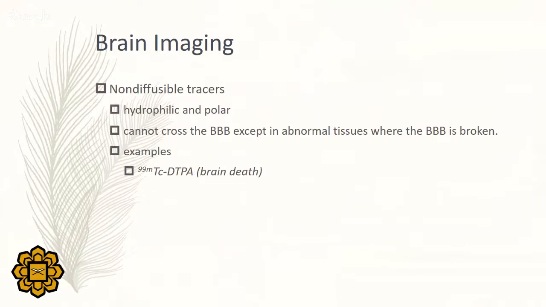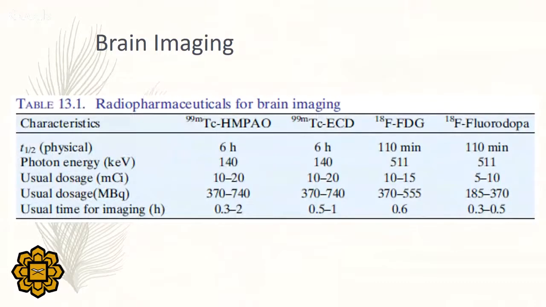The common radiopharmaceutical used as a non-diffusive tracer is technetium DTPA, which is actually used in brain death. Okay. So these are the examples of the radiopharmaceuticals for brain imaging. Actually there is one more, this 18-fluorine fluorodopa. Based on the characteristics, we can differentiate between the physical half-life, the photon energy, the usual dosage in millicurie and in megabecquerel, and the usual time for imaging.